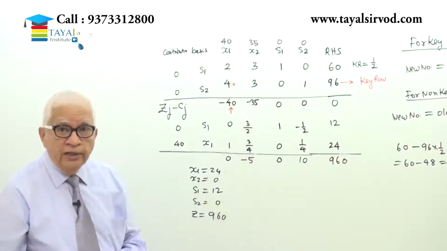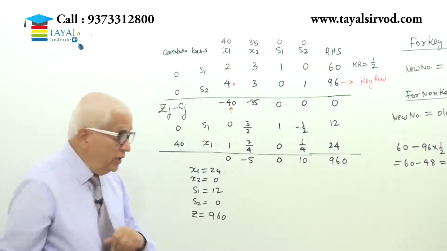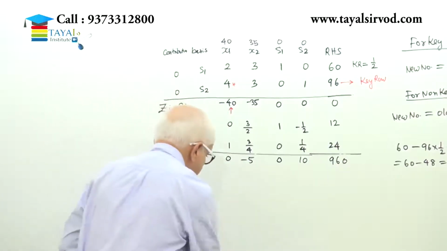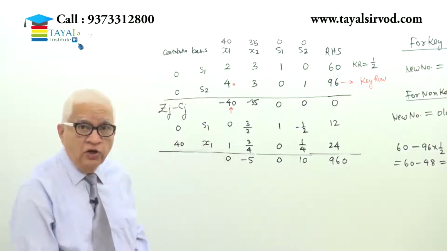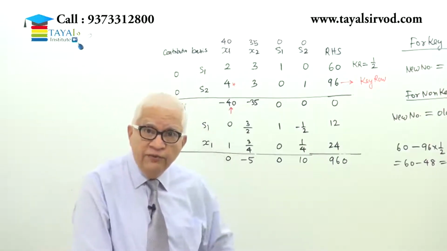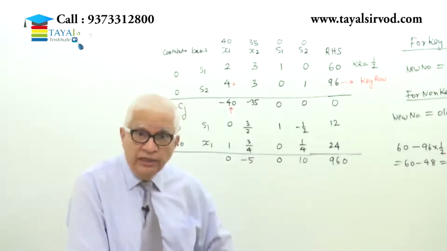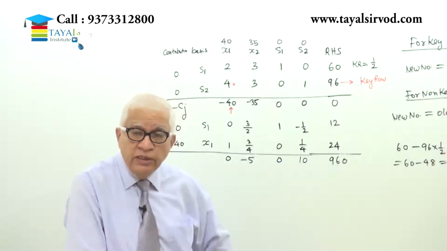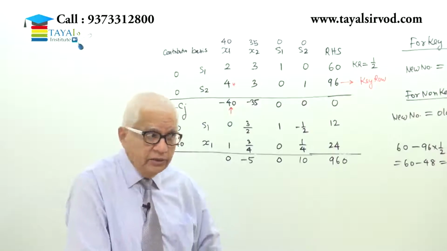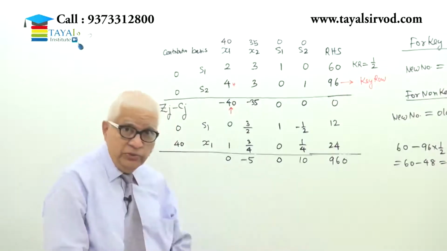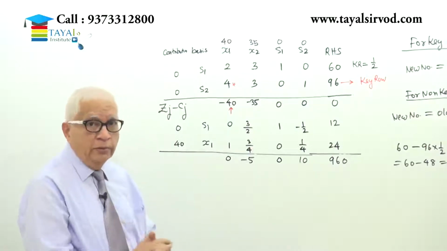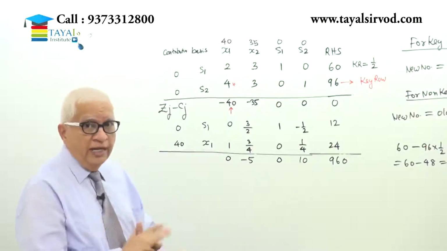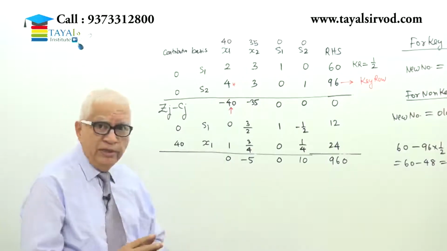Now the important point: is this solution optimal? What are the tests of optimality? We said that a given solution can be called optimal if there is no negative number in the index row. Is there a negative number in the index row here? Examine the index row. Yes. How many? Only one. So there is no question of choosing the higher between the two. There is only one negative number in the index row.